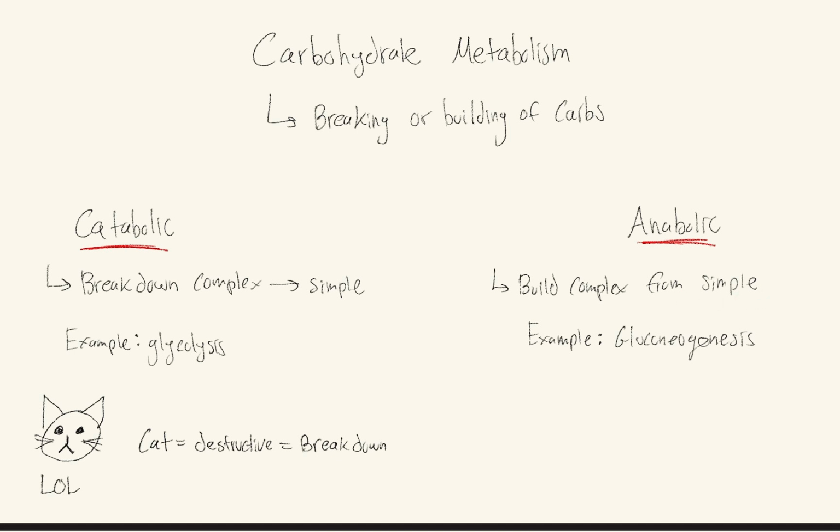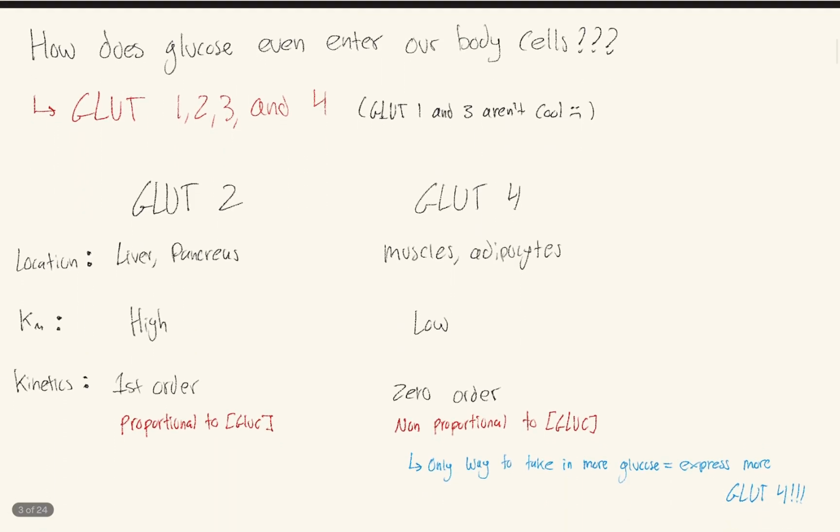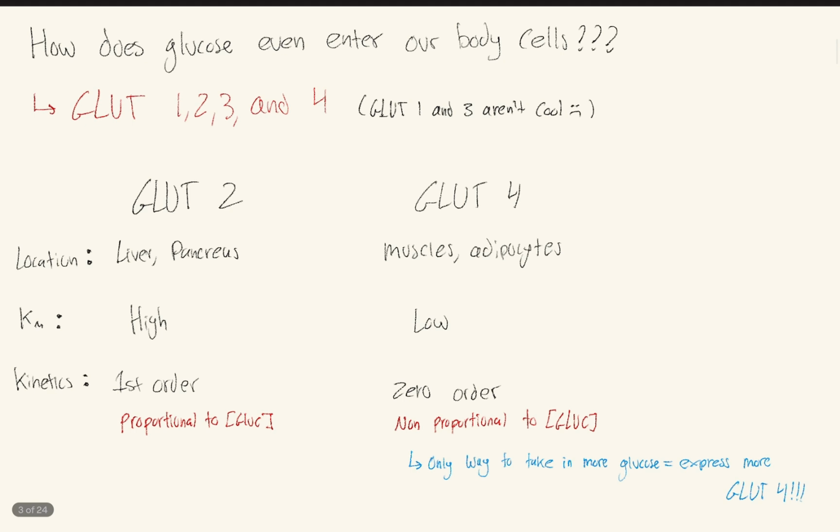So that's just a brief overview of what carbohydrate metabolism really encapsulates. It's not a black or white thing where it's always catabolic or always anabolic. There's a very complex interplay of these processes that depend on cellular conditions of energy and our fed versus fasted state, and we're going to cover all of that. We should first begin by asking, how does glucose even enter our body cells? I think it's a very important thing to know that students often overlook.